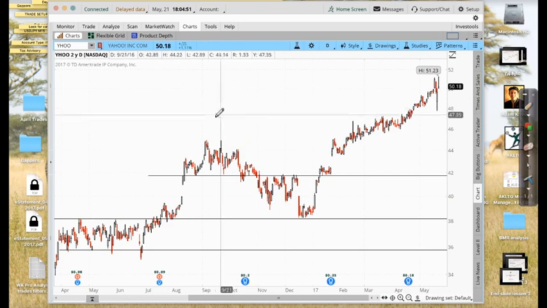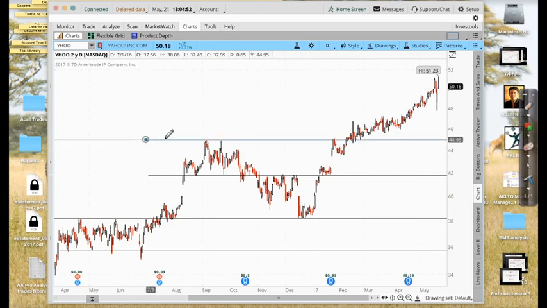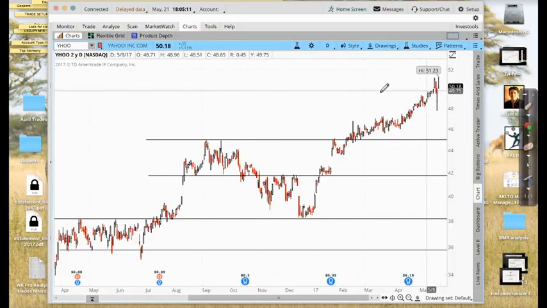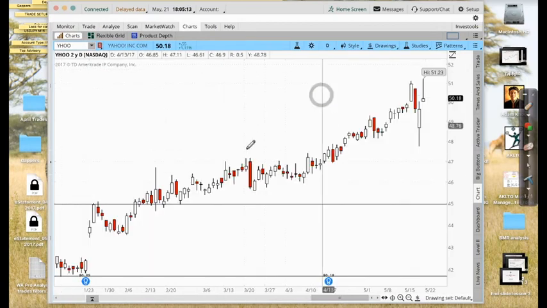Okay. In fact, you could draw another line over here. There you go. Very good example. Can you see that? So you've got a resistance, 1, 2, 3. 3 is significant, right? It breaks the resistance, boom, resistance becomes support, starts the new trend. There we are. So if you zoom in, right now it's on an uptrend.